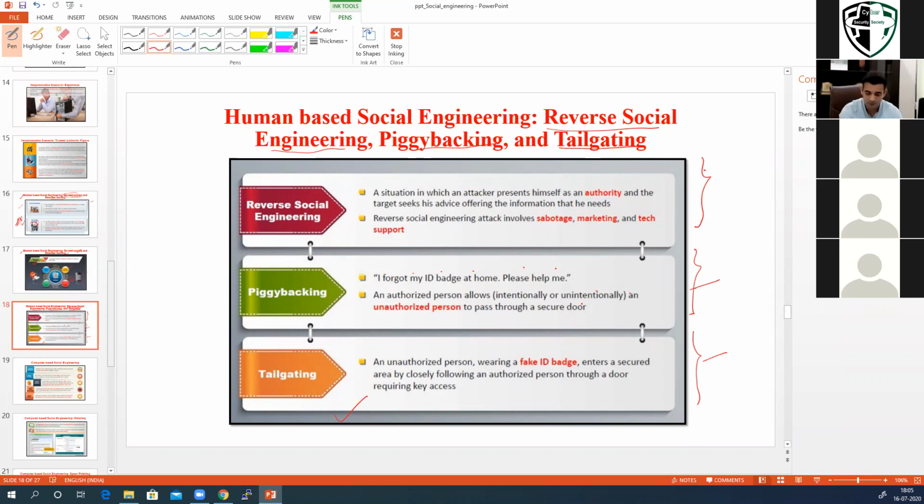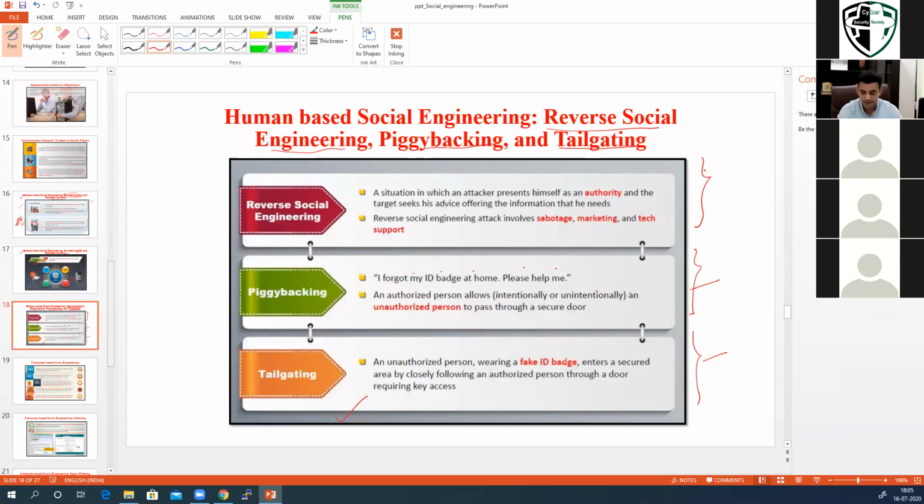वो कैसे उस आपको इंटेंशनली या अनइंटेंशनली अंदर आने देता है, that means an authorized person gets entry into that particular premises. Okay, so ये पिगीबैकिंग है. टेलगेटिंग में आपके पास क्या है, an unauthorized person wearing a fake ID badge. आपने किसी की आईडी चुरा ली या कॉपी कर ली या बना ली, तो वो आप उसका यूज कर रहे हो, and enters a secure area.